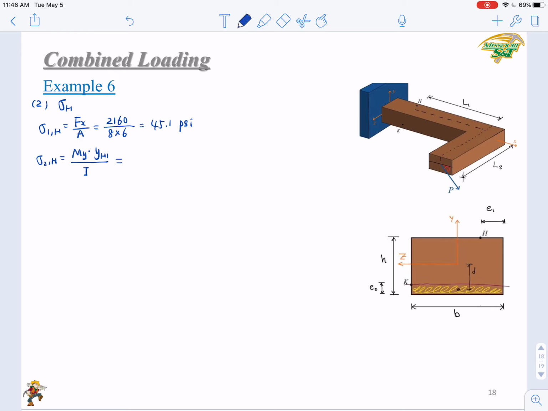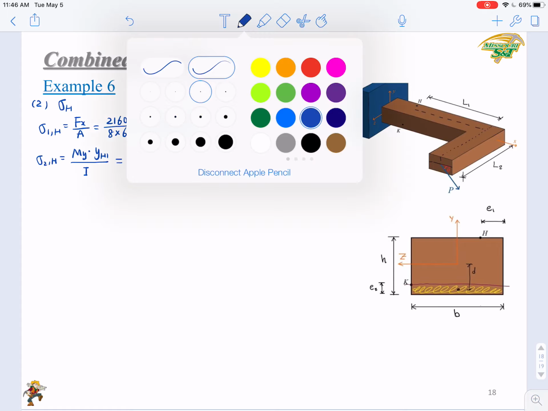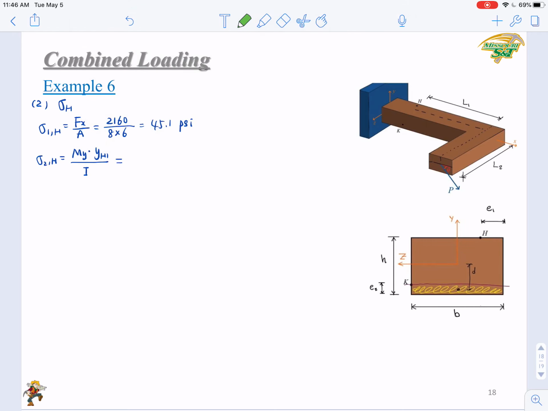So here we just need to know what is YH1. What is the Y value we'll need to use for this calculation. Let's look at this figure here. Your point H is here. When you have My, what is the distance YH? What is the distance from point H to the neutral plane?